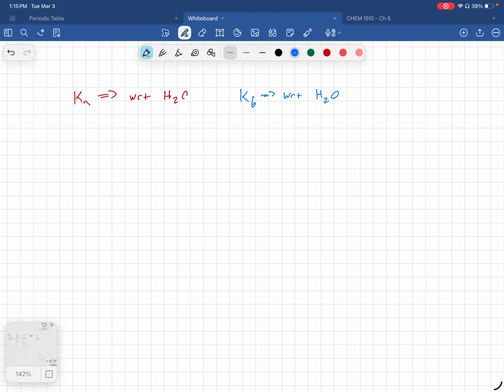And so in the case of a Ka, water is acting as the base for that reaction. And in the case of a Kb, water is acting as the acid. So we're using water as our reference.